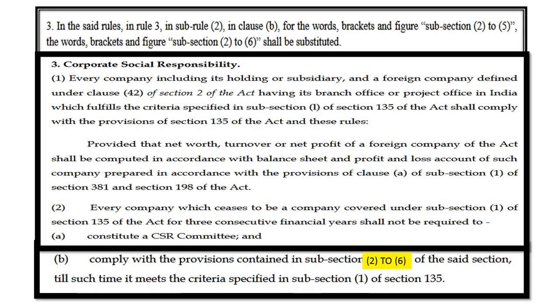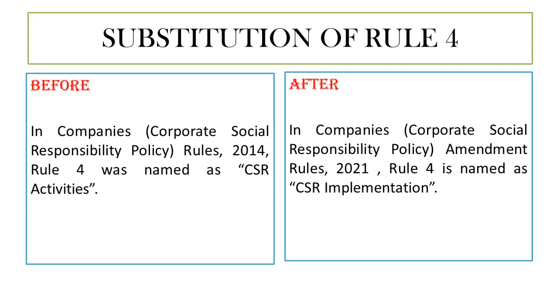Moving to the amendment in rule number 3. In rule number 3, there is a sub rule 2. In clause B, you can see I have put the screenshot underneath. In clause B, it was earlier written subsection 2 to 5 of the said section. It is being substituted to subsection 2 to 6. Now it should be read as comply with the provisions contained in subsection 2 to 6 of the said section.